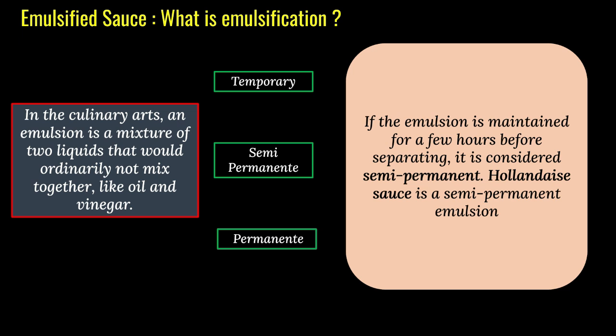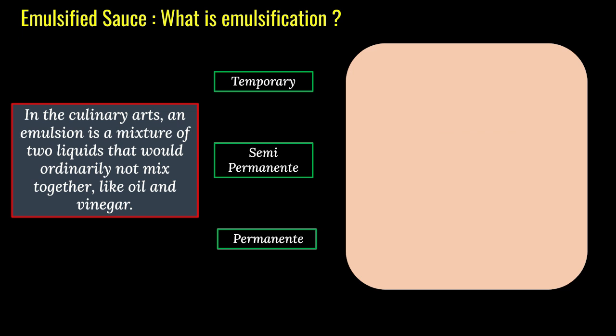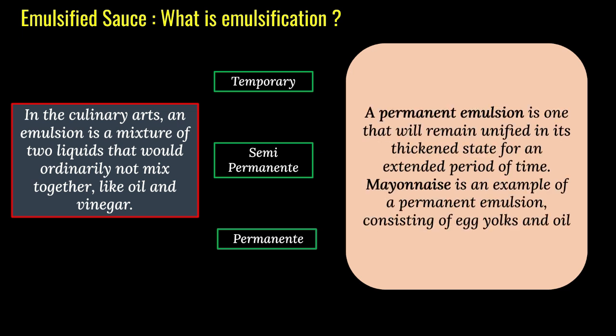And the third one is what? That is a permanent one. What is the example? That also you all know. A permanent emulsion is one that will remain unified in its thickened state for an extended period of time. Mayonnaise is an example of a permanent emulsion, consisting of egg yolk and oil. There are two immiscible liquids, egg yolk and oil, that will be mixed in. That is an example of a permanent emulsion.